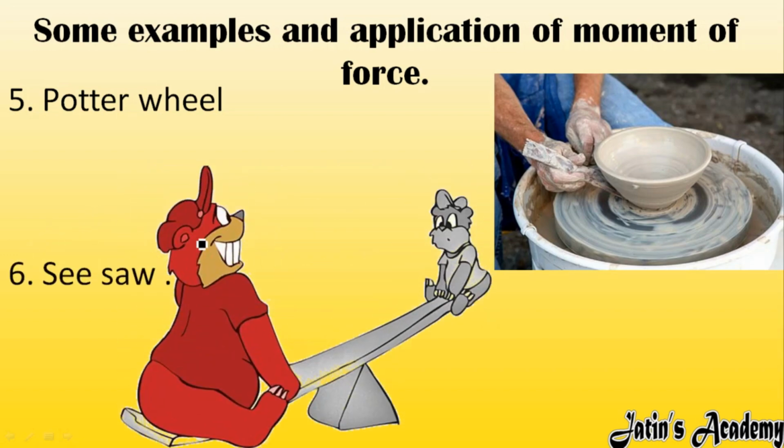Next, we have the example of the seesaw. The central point, the fulcrum, is the pivoted point, and here we have the force applied. Here also the maximum possible distance is there between the pivoted point and the point of application of force. Maximum possible distance means maximum perpendicular distance, which means more turning effect, and even by applying less force, the turning effect will be more.